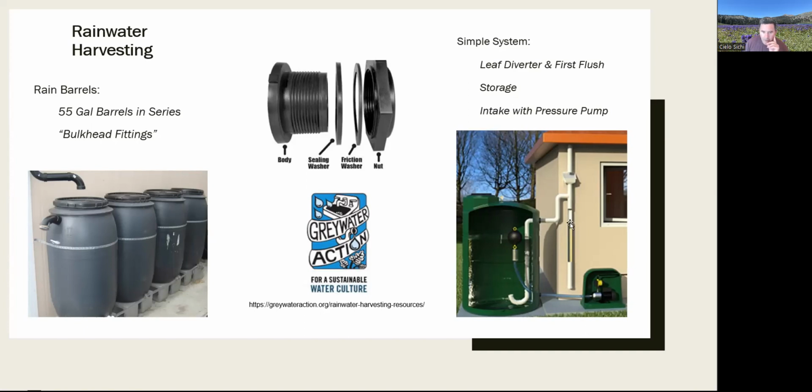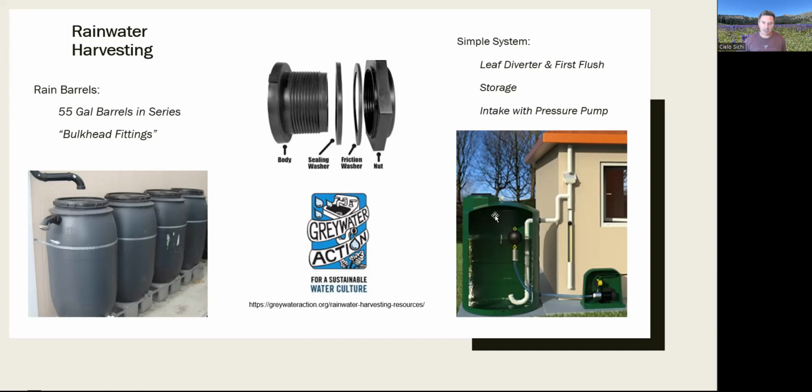Okay, so one other thing that I didn't point out, and there's a couple subsequent pictures here. This right here is a first flush diverter. So what this does is water will come down into this, and the first flush of rain we don't want to keep for later use.